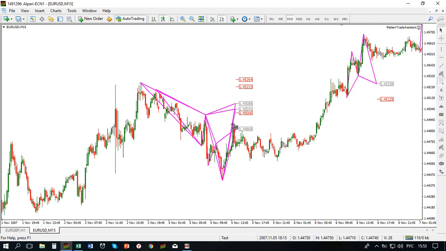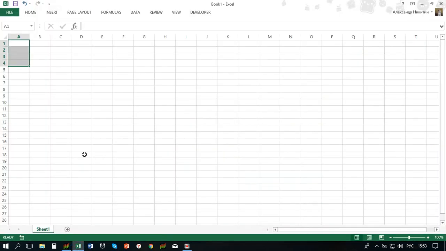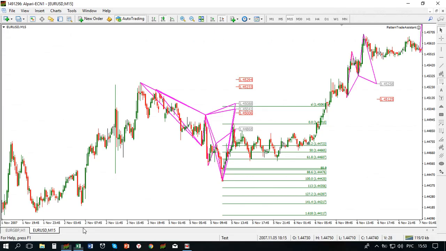Starting from here to there. This is touching 382, then it goes back, does not touch entry, and then it goes back to 618. Okay, this is a full winner. It should be plus. Let's go next.